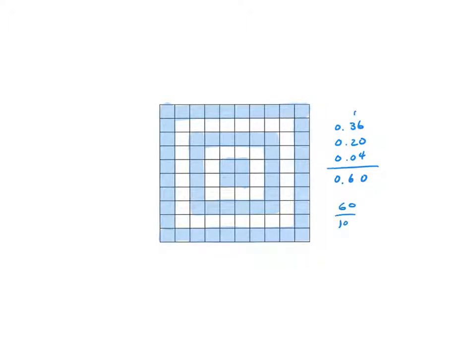So as a fraction, that could be 60 over 100, 6 over 10, and even in simplest form, this would be 3 over 5. So that means for every 5 squares that we have on our decimal square here, 3 of them are shaded in.